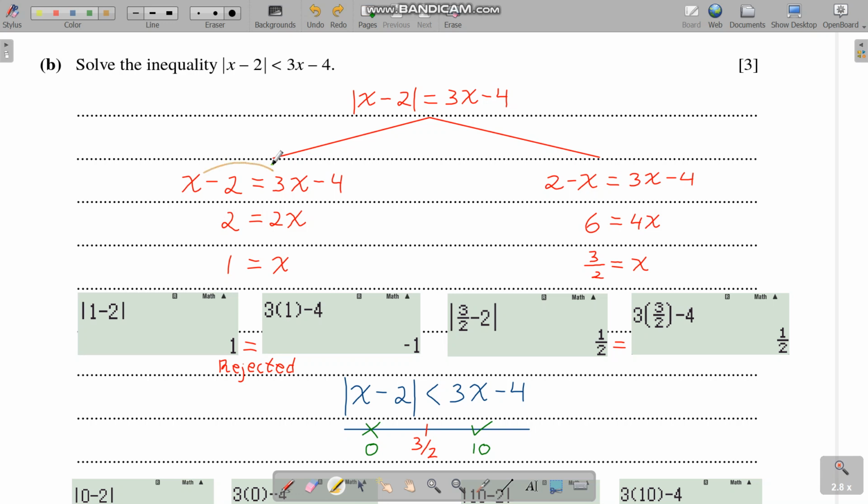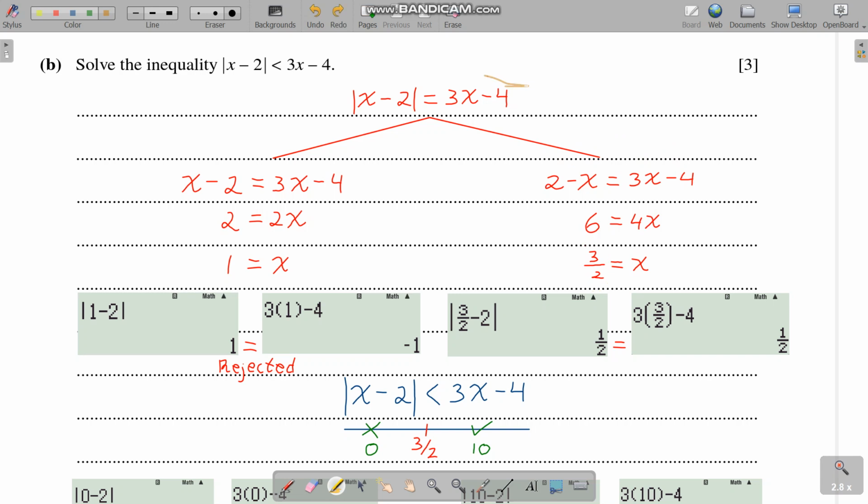We subtract x from both sides. We add 4 to both sides. And we divide both sides by 2. We get x equals 1. And the second equation, we add x to both sides and we add 4 to both sides. We divide both sides by 4. In the simplest form, we have 3 over 2.